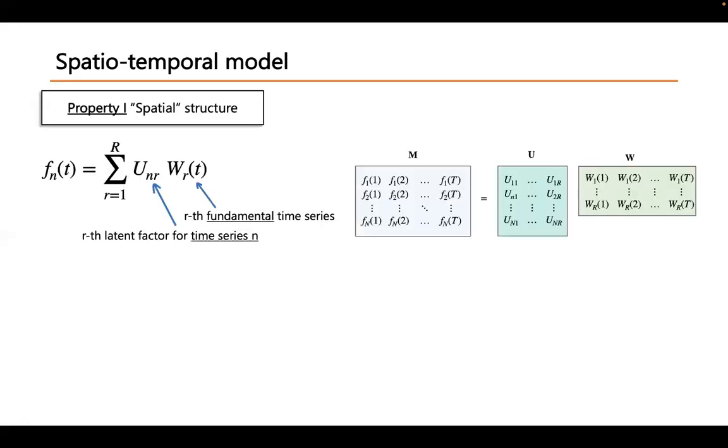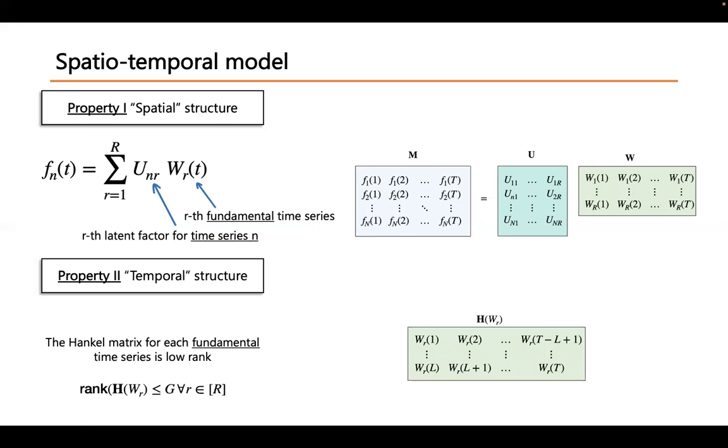So here's the model, the spatial temporal model. First, you want to somehow capture spatial structure across the different data points. And the way we do that is to say that f_nt, each time series n at time point t, has a low rank representation. So there's a latent factor u_n associated with the nth time series, and there's a latent factor w_r associated with the r-th fundamental time series. This is just a low rank model that people study all the time in, say, matrix completion.